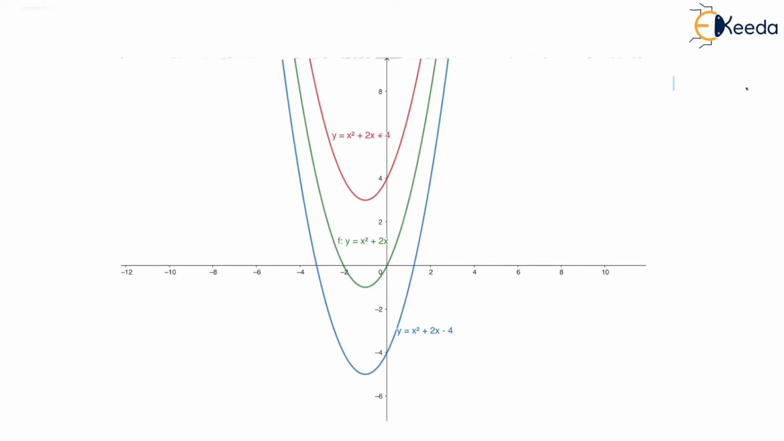So the basic change we can see is the vertex of the parabola in the 3 cases. The red one is shifted up by 4 units, whereas the blue one is shifted by 4 units down. So these are the vertical translations we can see when we add a constant or when we subtract a constant.